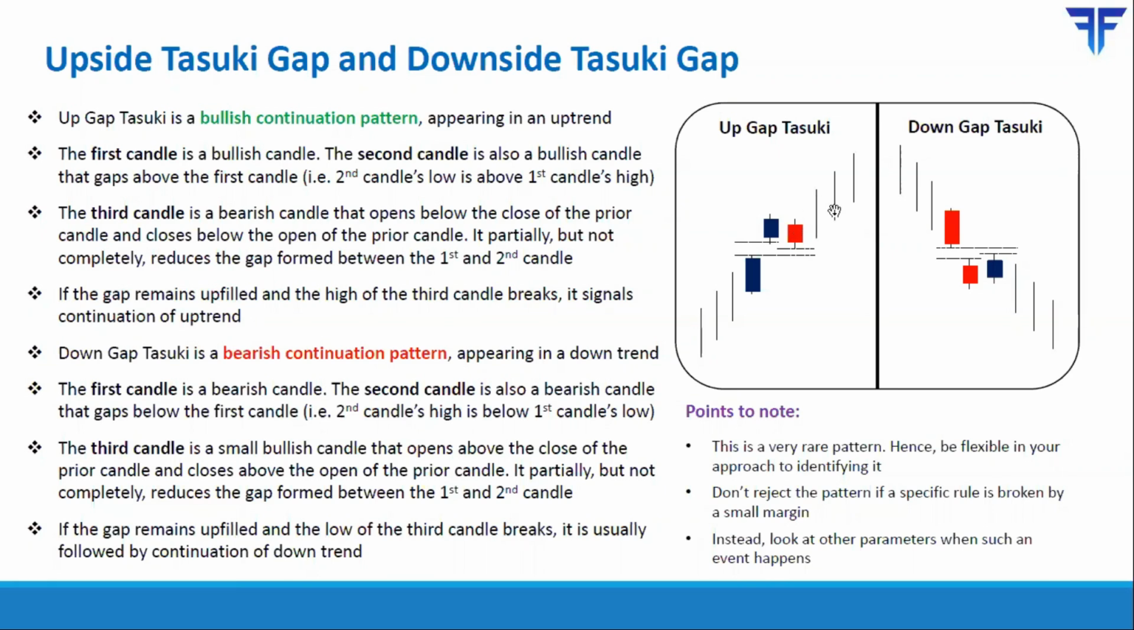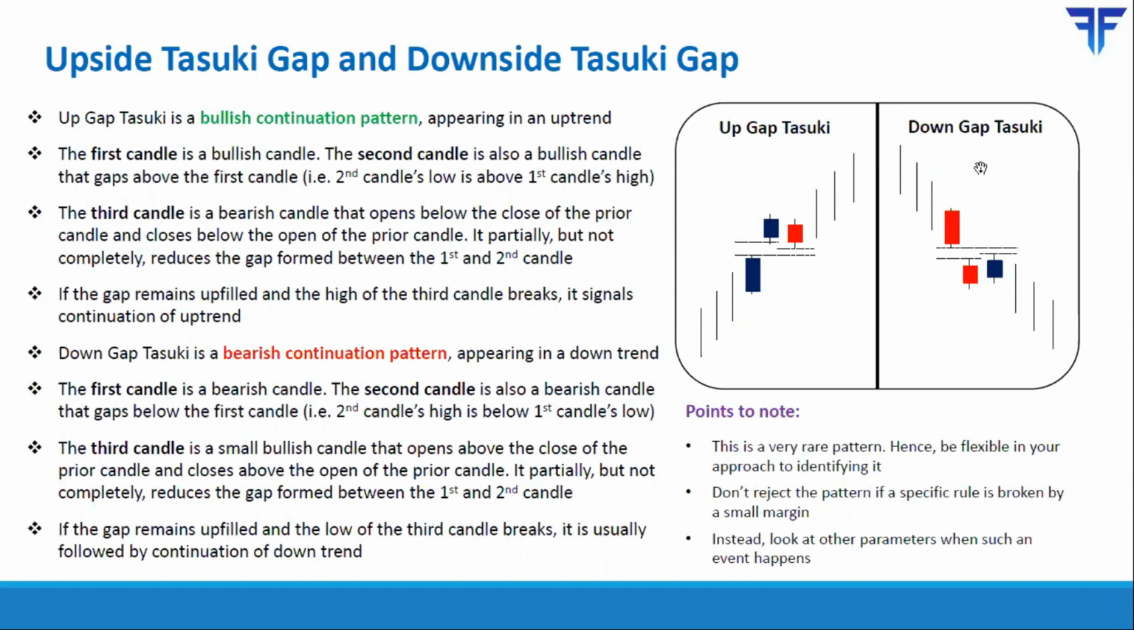In case the pattern does not work out as expected, then you should wait to see if this gap is filled. If this gap is eventually filled, and if price does not show any signs of rally, then you should exit your trade. In that case, it would suggest that this pattern has failed. But once this pattern is complete, it is usually followed by a nice rally in price, as long as the gap is not filled. The opposite of up gap Tasuki is down gap Tasuki.